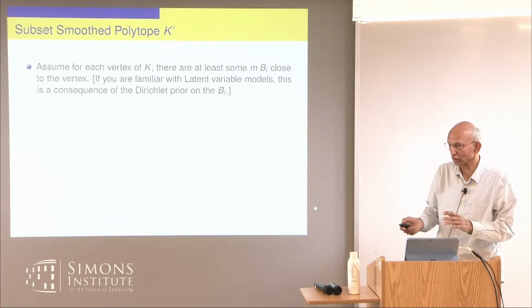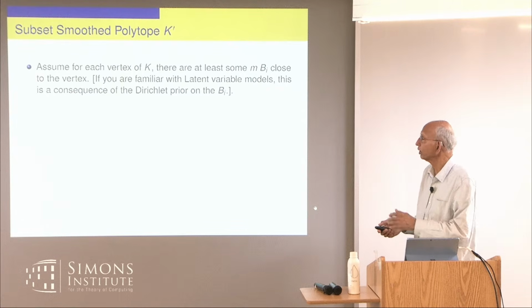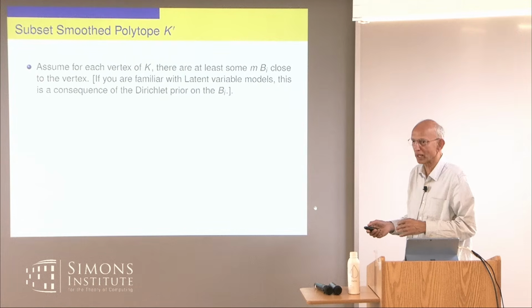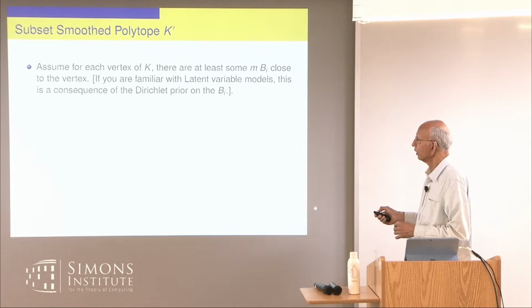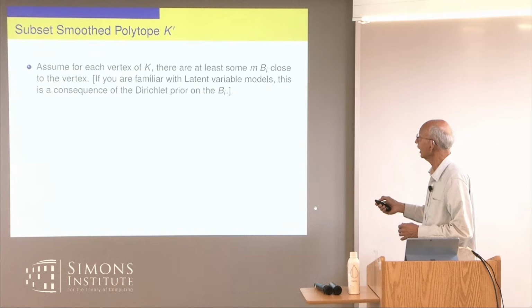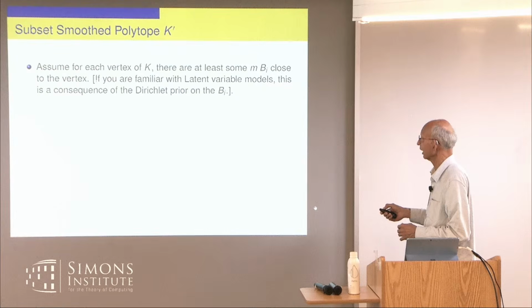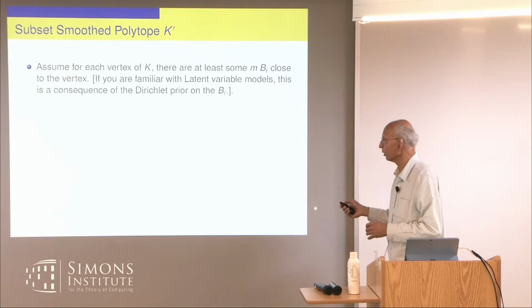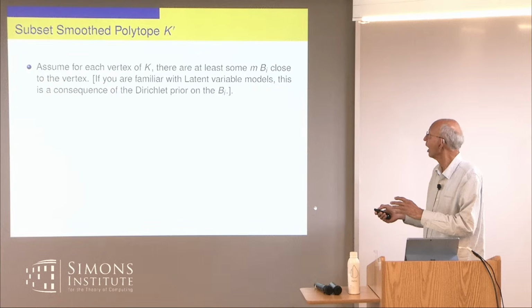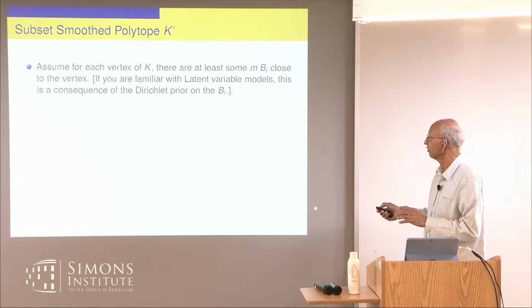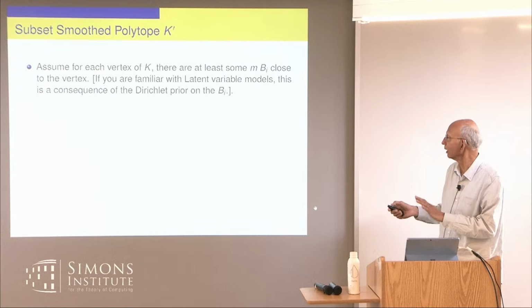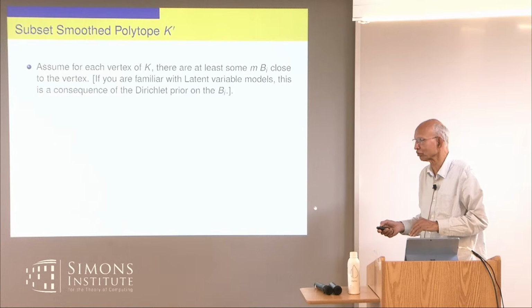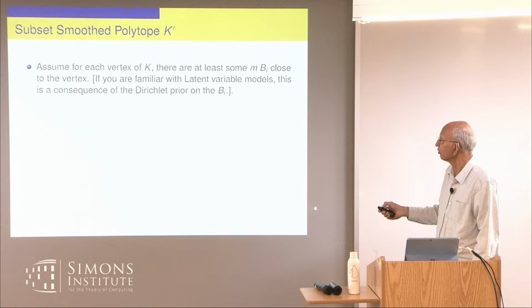Okay, now we come to subset smoothing. So far, sort of intro. I want to define something called the subset smooth polytope K prime from K. We are going to assume that to each vertex of K, there are some number of BI close to the vertex. If you're familiar with LDA models, or any of those models, there's a Dirichlet prior on the BI, and that implies this. So it's not really an assumption, it's actually a fact. I won't go into the Dirichlet prior and so on. If you are familiar, that's good, otherwise it doesn't matter. Otherwise it's just an assumption.